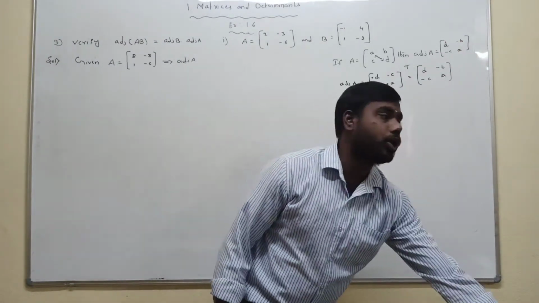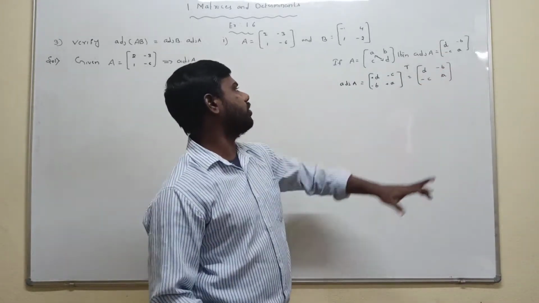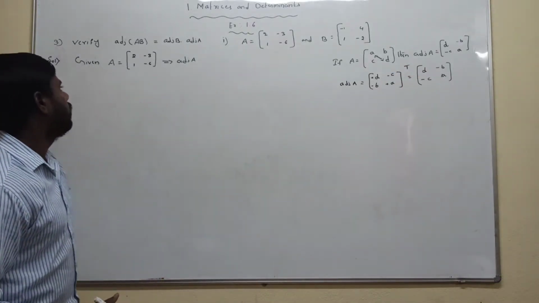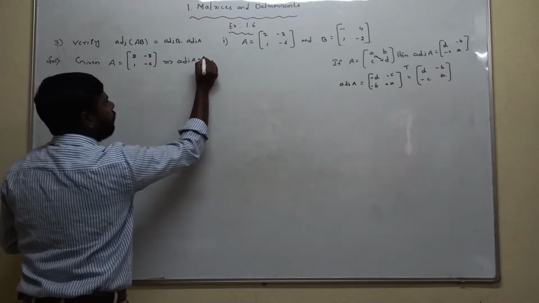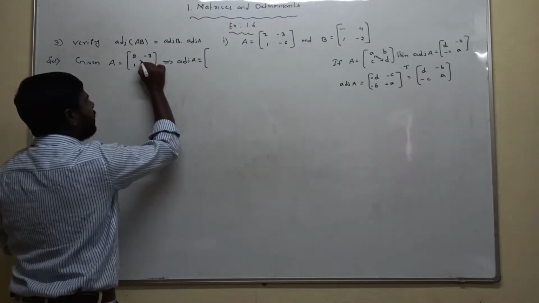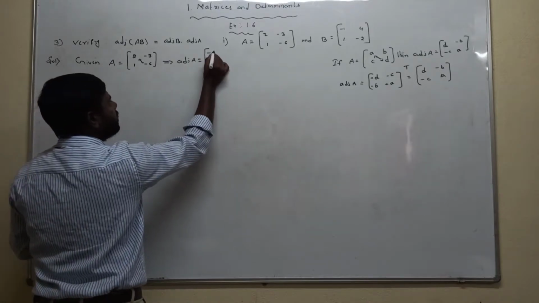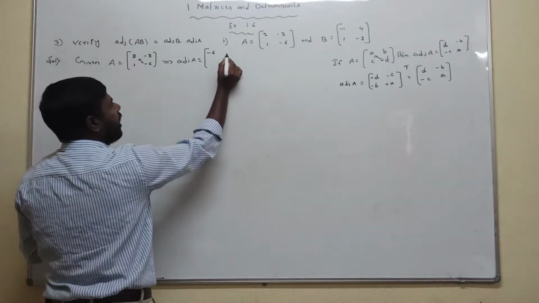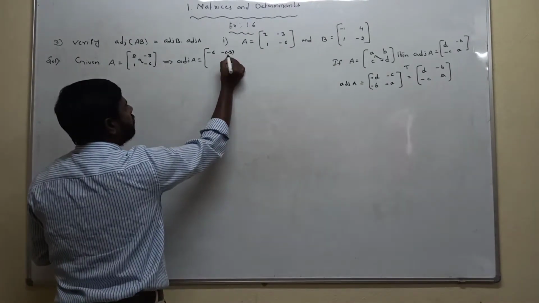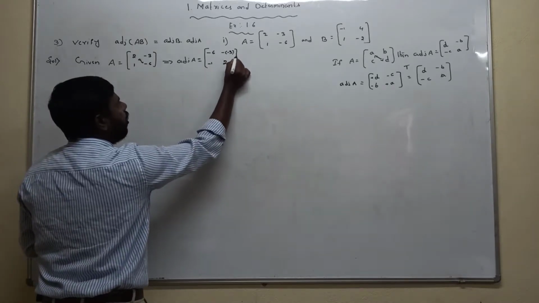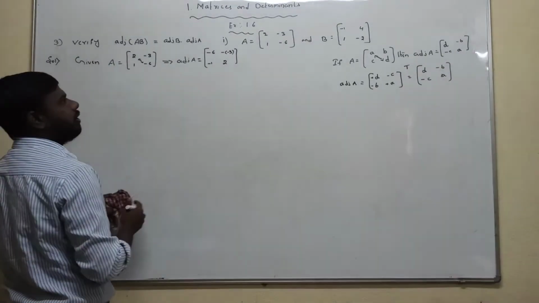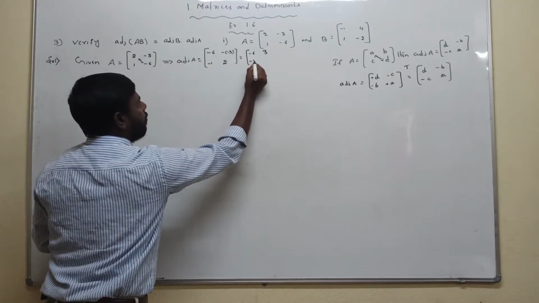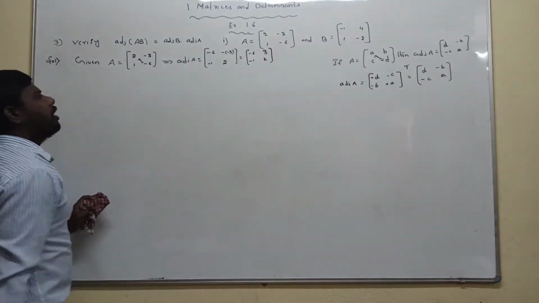That is your wish, dear students. We can apply the formula using the definition of the adjoint, or we can find it directly. I am applying it directly. The adjoint of A is: these two numbers are interchanged, 2 replaced with minus 6 and minus 6 replaced with 2. Next, these two numbers are not interchanged; we add a negative sign: 3 and minus 1. This is the adjoint of A. Simplifying, it is [-6, 3; -1, 2].